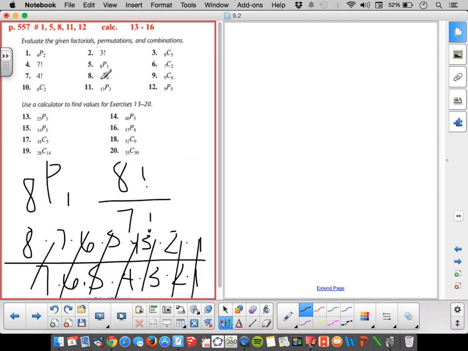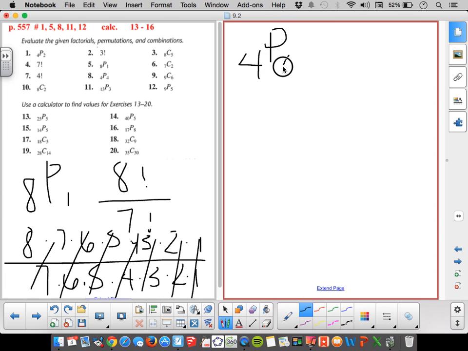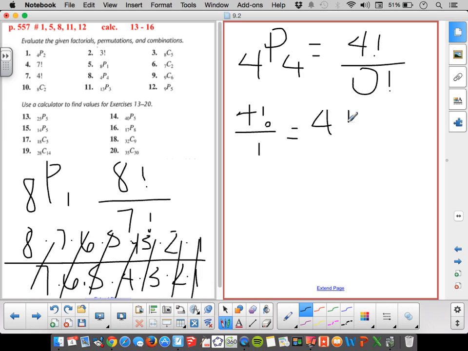Let's do number 8, 4P4. This is 4 factorial divided by 4 minus 4 factorial, which is 0 factorial. But remember, by definition, 0 factorial is just 1. So this is really 4 factorial over 1, which is really just 4 factorial. So 4 factorial is 4 times 3 times 2 times 1, which is going to be 24.